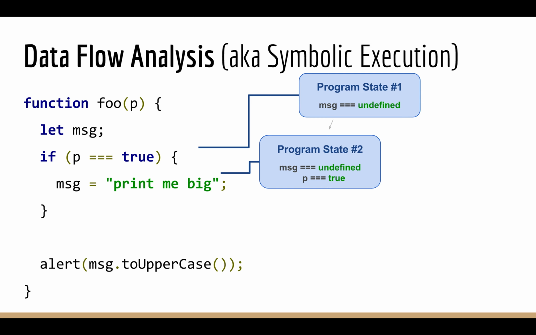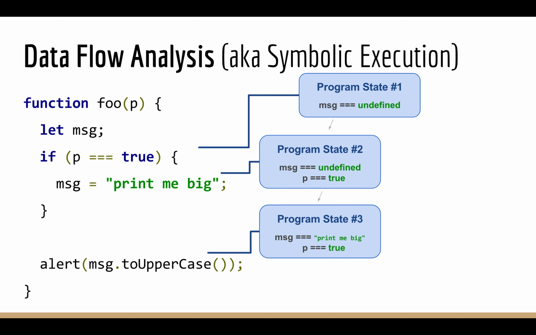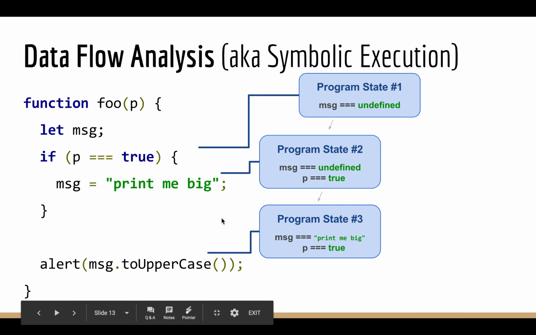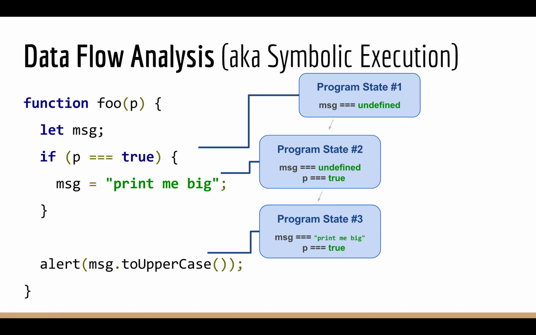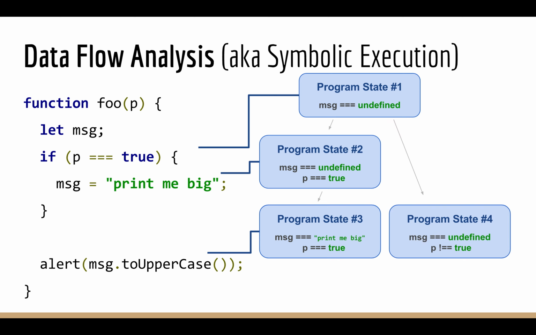And if we continue this execution path further, the assignment statement was executed by that moment, so the information about the message value has changed. We know that it is the print me big literal, and p is still true because nothing happened to the p variable. It was not reassigned to something. And then the alert function is called. Everything is fine.